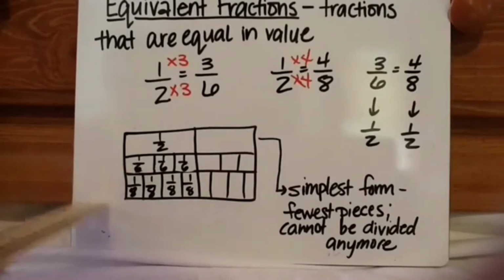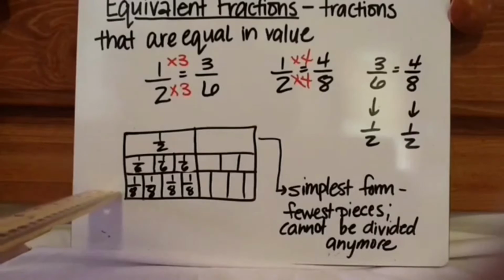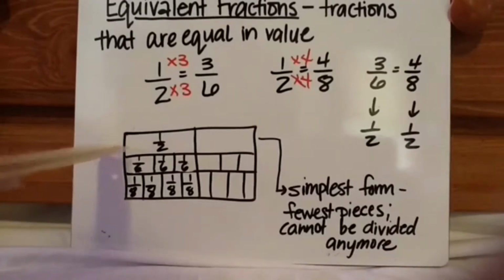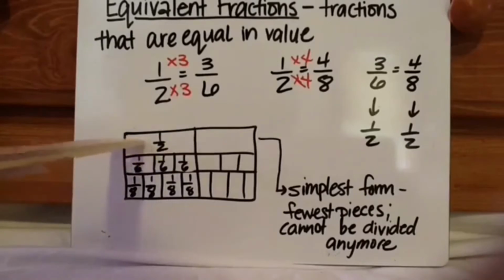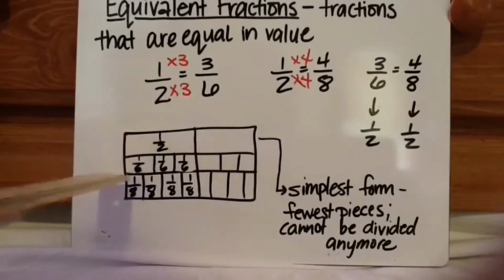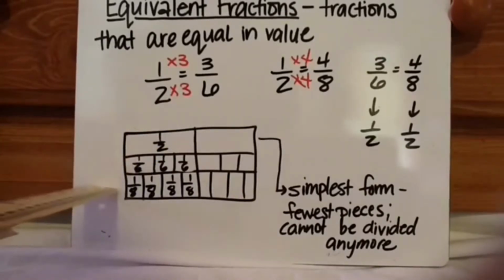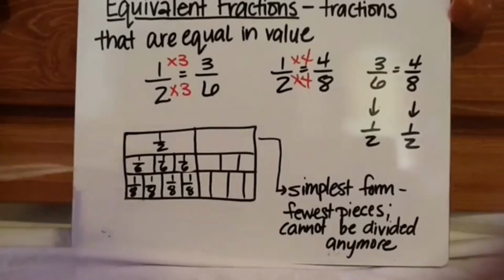Because from all of these, the simplest form is half, because if you look, it's only 2 pieces, and one of those pieces is half. So this one has 3 pieces, this one has 4 pieces. Half is the simplest form because it's the fewest pieces.